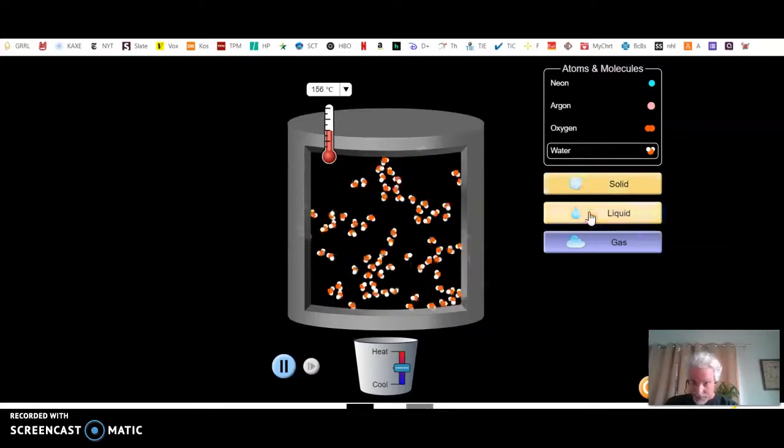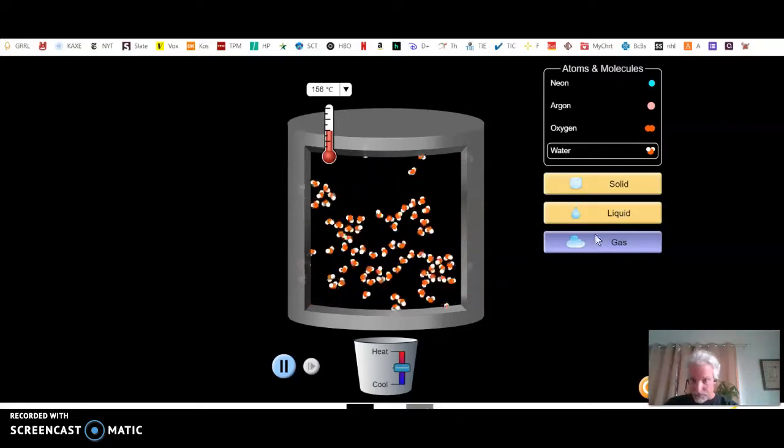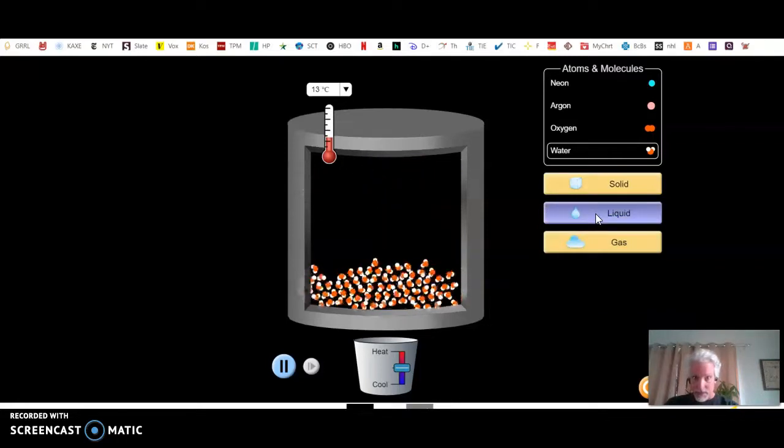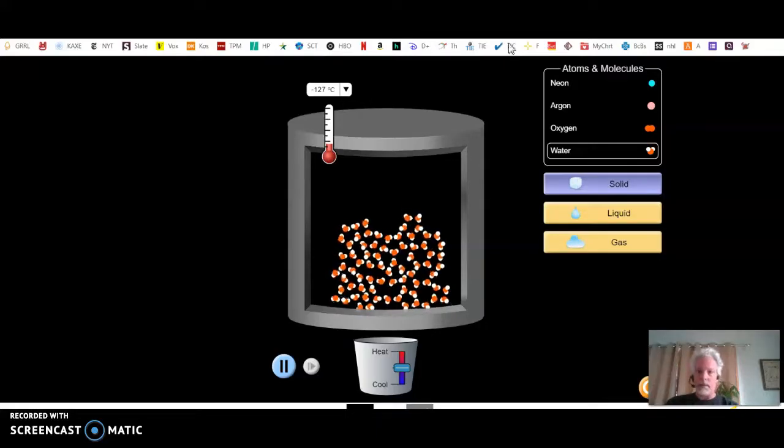To do the opposite, to go from a gas to a liquid, watch what happens to the temperature. To go from a gas to a liquid, we have to cool it. The energy has to come out of here to the surroundings. And to go from a liquid to solid, once again, you have to cool it, and they're moving even less. Just keep that in mind during this activity.